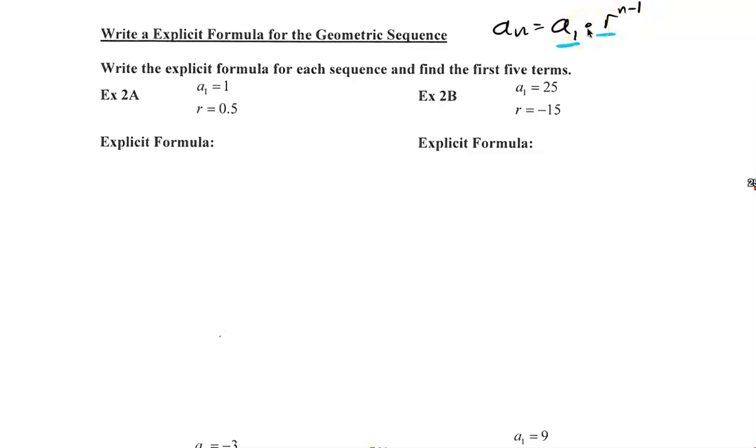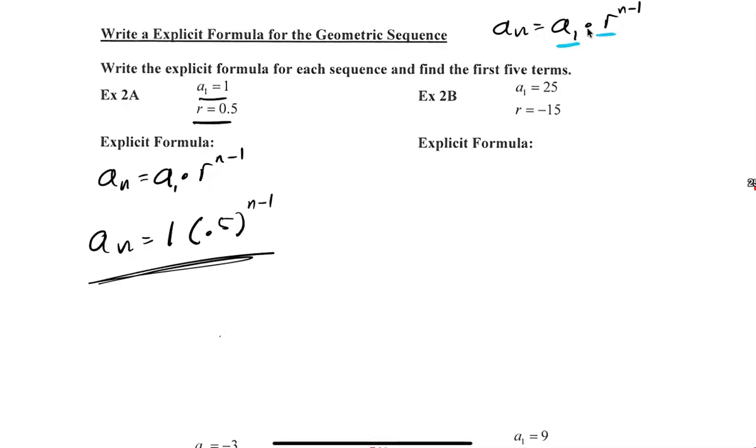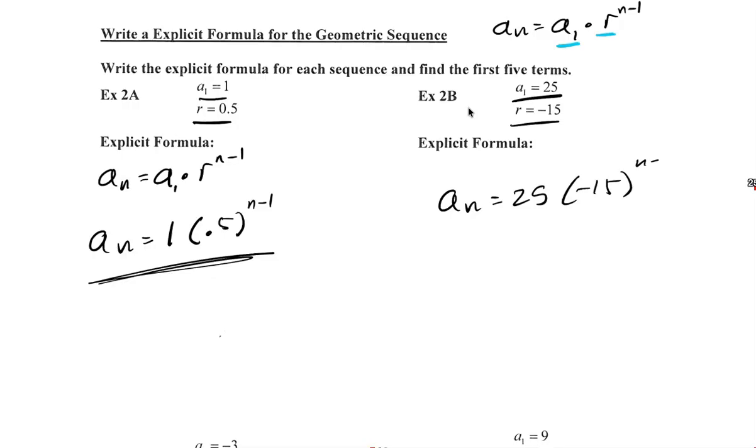So the first one here, I have my a1 and my r. So my explicit formula, I'll just rewrite it right here just so we have it: an equals 1 times 0.5 to the n minus 1. That's it. If I want the 30th term, I would plug in 30, and I figure out what a30 is. So same thing with this one. Okay, so a1 and my r, so my an is equal to 25 times negative 15 to the n minus 1.